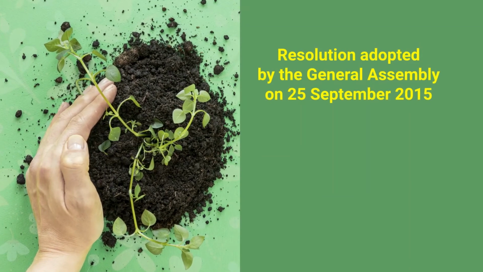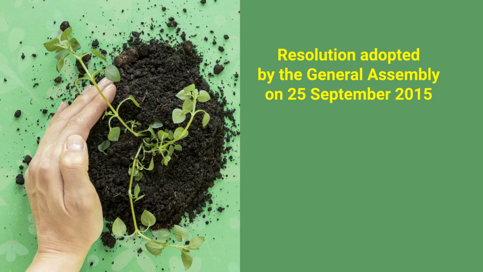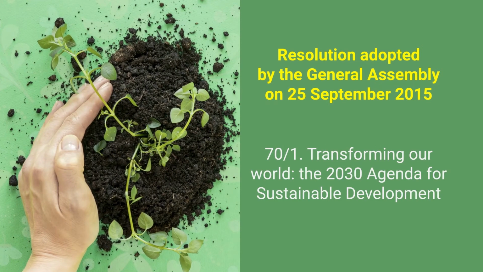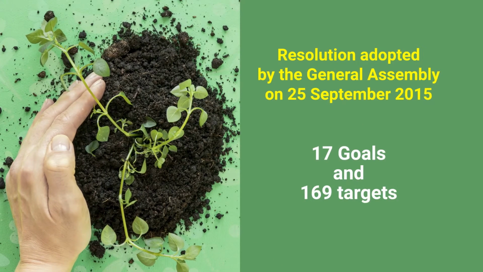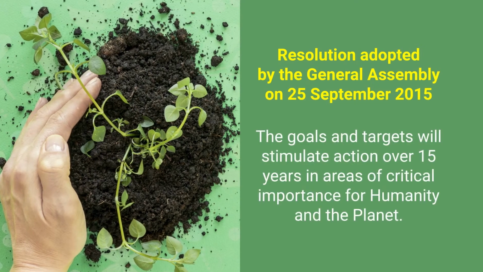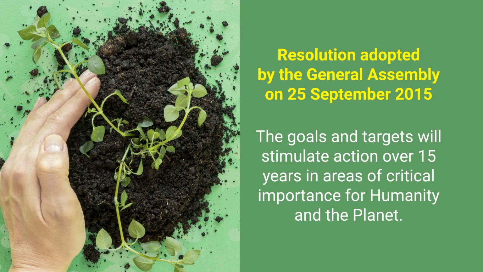The resolution adopted by the United Nations General Assembly on 25 September 2015 is a document, Transforming Our World: the 2030 Agenda for Sustainable Development, and we call this Sustainable Development Goal 2030. In its report, in the preamble, it is written that this agenda is a plan of action for people, planet, and prosperity. It also seeks to strengthen universal peace in larger freedom. The SDGs have 17 goals with 169 targets. They will stimulate action for over 15 years. Already we have crossed 5 years, in areas of critical importance for humanity and the planet.